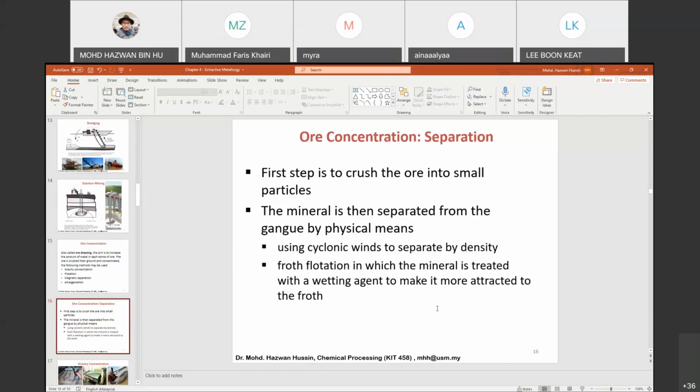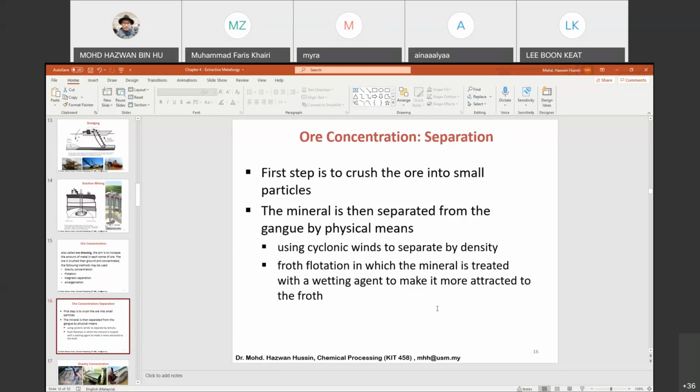Right. So before we go one by one, you need to understand that ore concentration is actually a separation process. The first step is to crush the ore into small particles, and the mineral is then separated from the gangue by physical means. Gangue is the unwanted or insoluble material that you didn't want. It can be separated using a cyclonic wind. You can blow wind to separate the material by density.